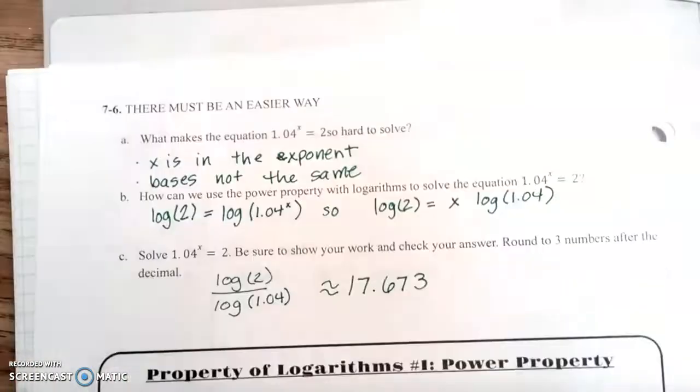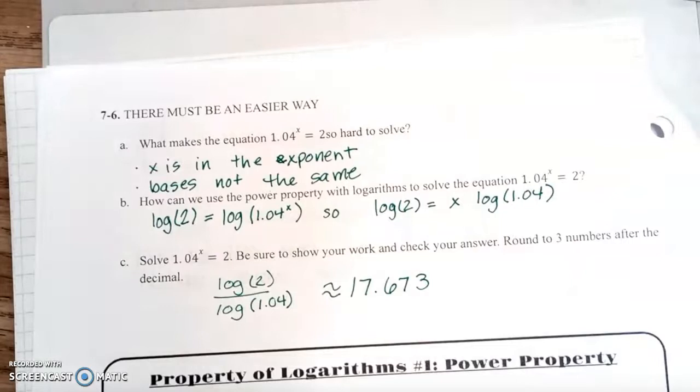Up at the top of page 2, it says there must be an easier way, right? So what makes the equation 1.04 to the x equals 2 so hard to solve? And that is because x is in the exponent. That's what makes it hard. And because the bases are not the same.